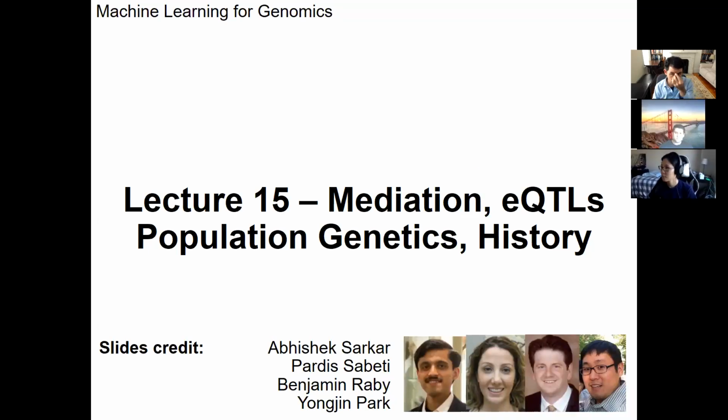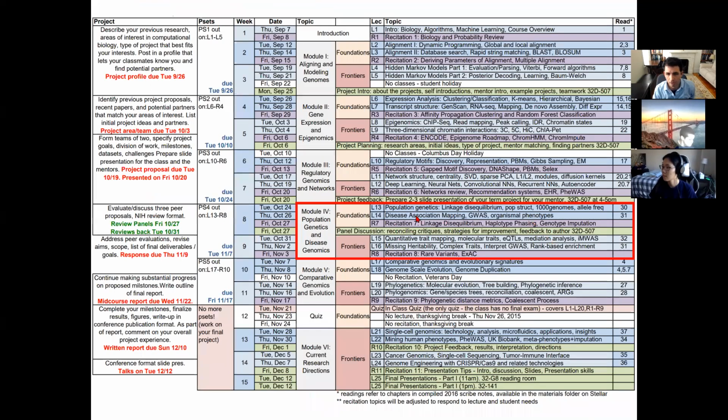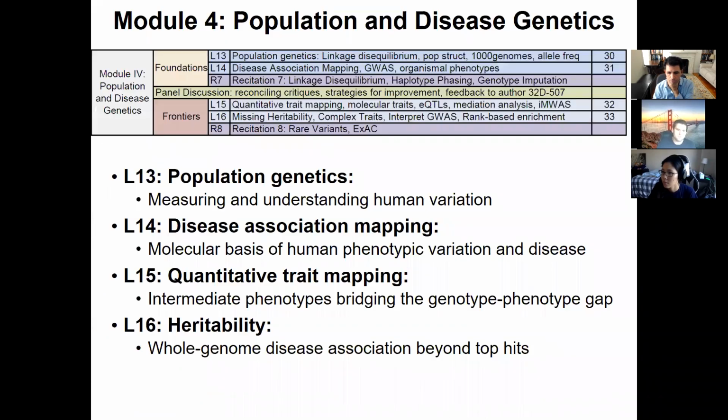So today we're talking about mediation, eQTLs, and then we're sort of continuing on this module of population genetics and disease. We talked about population genetics in the first lecture, disease mapping in the second lecture. Today we're talking about quantitative trait mapping and molecular traits and eQTLs, expression quantitative trait loci, and mediation analysis. And on the last lecture of the module, we're going to talk about system genomics and heritability and genome-wide measures.